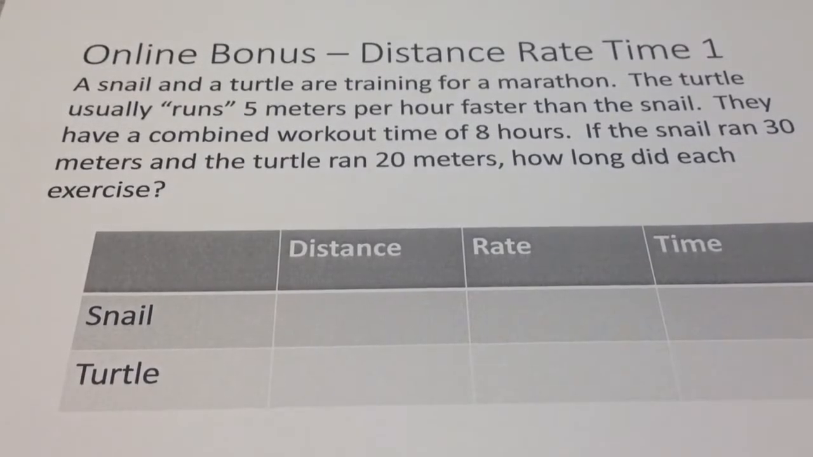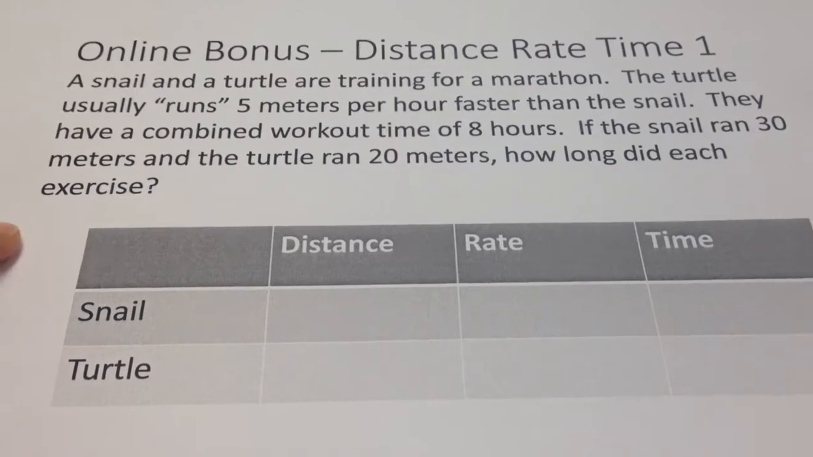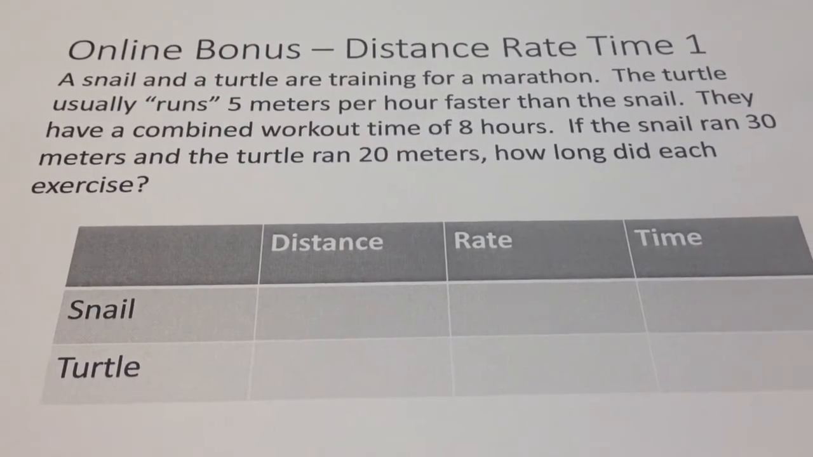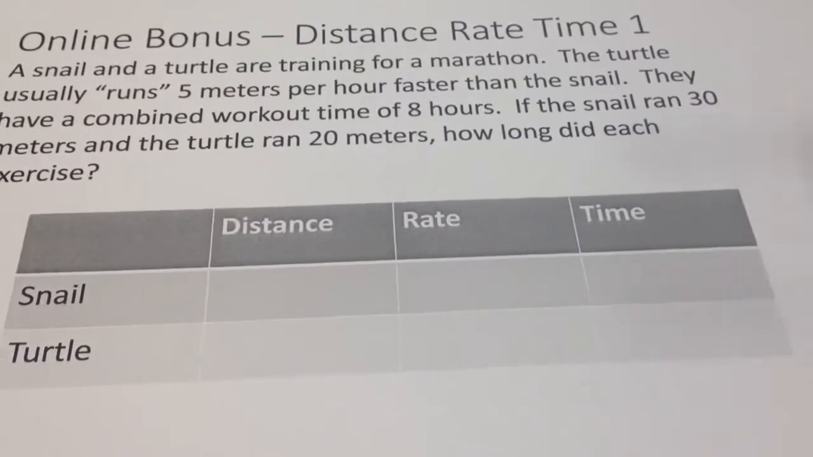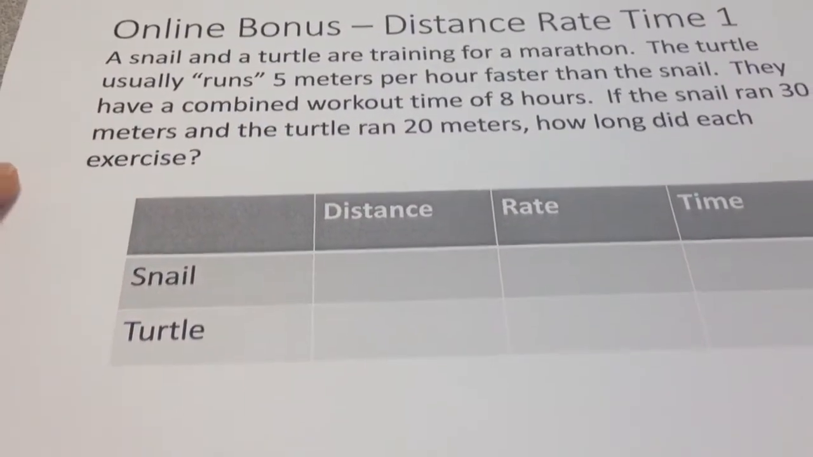Okay, I'm going to do a super hard distance, rate, time question, then I'll do some easier ones that were from the warm-ups. So we got a snail and a turtle that are training for a marathon. The turtle usually runs 5 meters per hour faster than the snail. They have a combined workout of 8 hours, so maybe like one does 1 hour and one does 7. And if the snail ran 30 meters and the turtle ran 20 meters, how long did they each exercise?